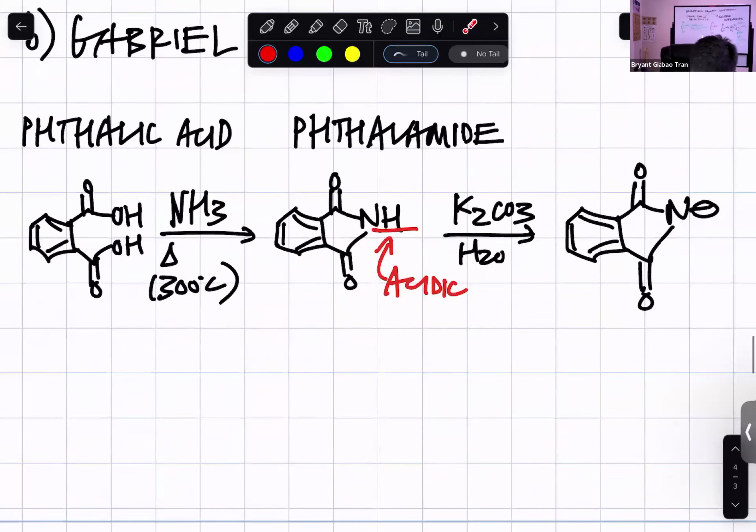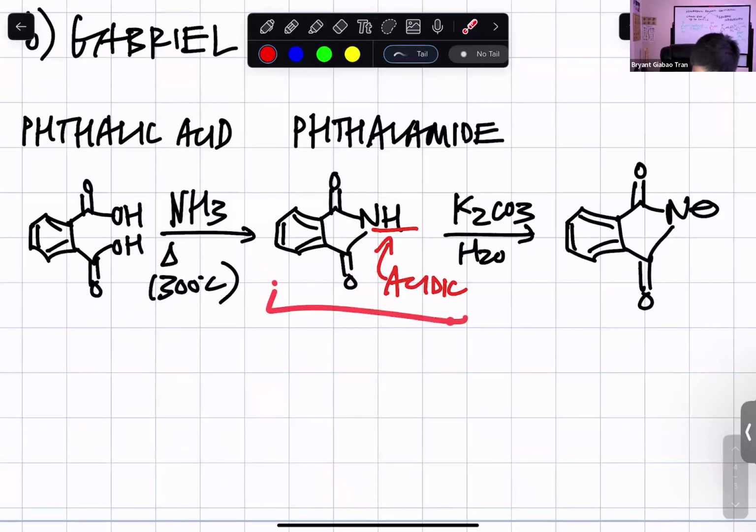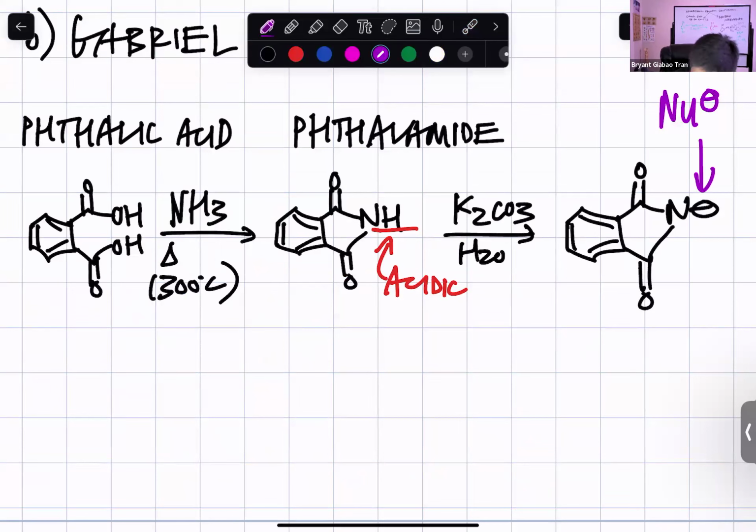Okay. So once we deprotonate this phthalimide right here, we're going to get this negative charge on the nitrogen, which is going to be our nucleophile. And this nucleophile, the nitrogen, we're going to attach a very unique electrophile to it. It's going to be a beta diester.